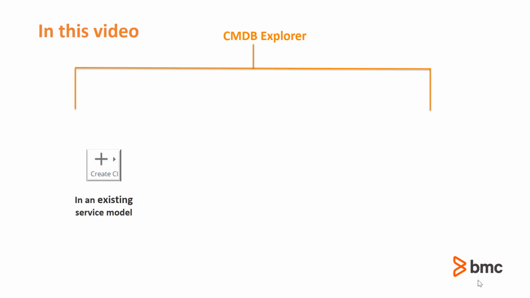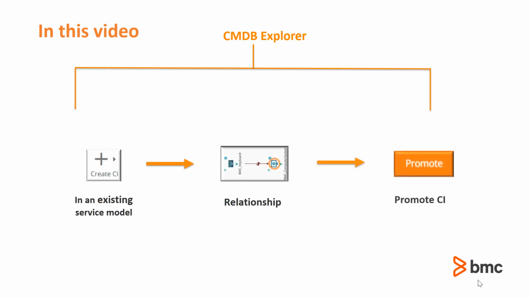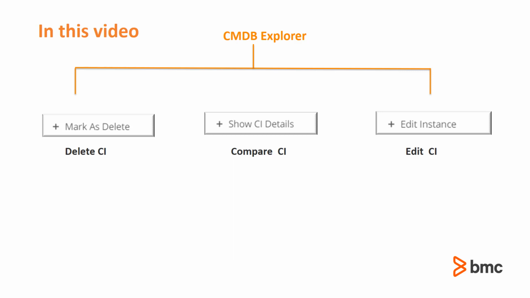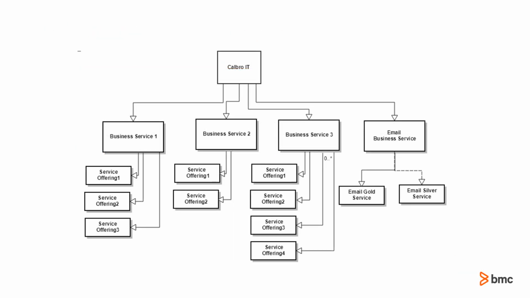In this video, I'll show you how to create a CI in the production dataset for an existing service model, add a relationship to the CI, and promote the CI to your production environment. I'll also show you how to edit existing CI information, compare CI information, and delete a CI that you no longer need. Let us see how Calbro IT does this in their CMDB.